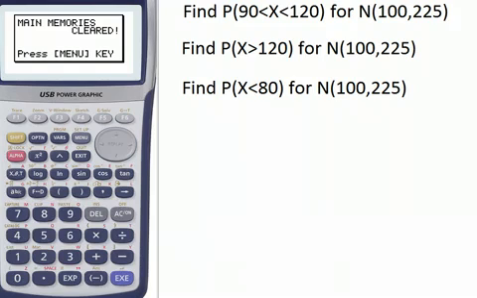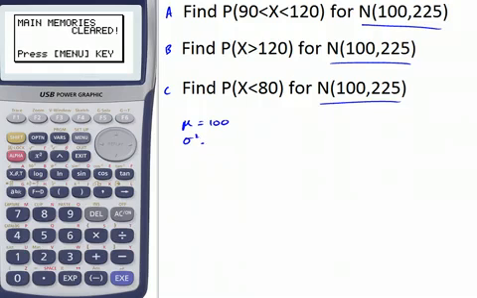Finding the answers to normal probability questions should be quite straightforward on the calculator. I have three examples here, A, B and C, asking for different regions of the same distribution, and that distribution in each case has a mean of 100 and a variance of 225. So from that information we will need to know the standard deviation, and that will be 15.